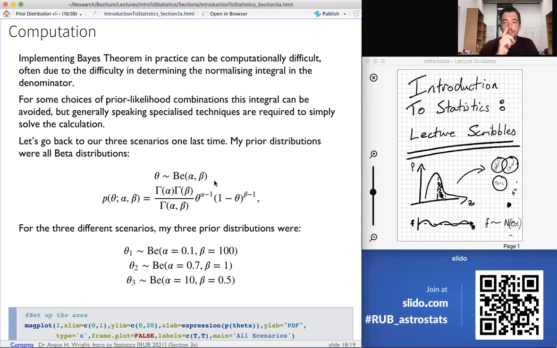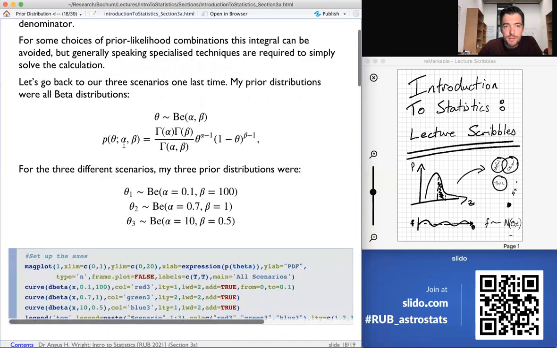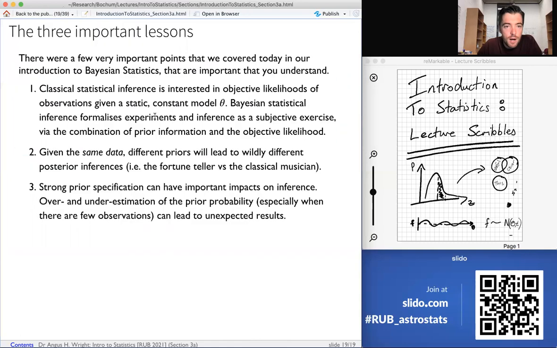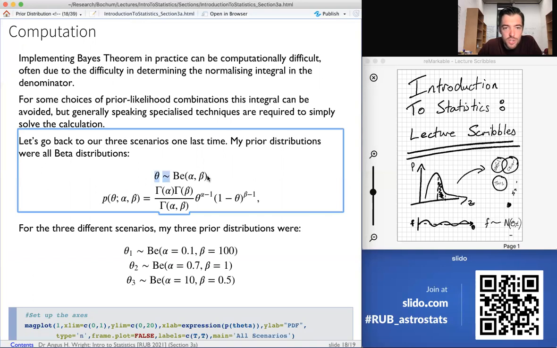But let's go back to our 3 scenarios one last time, and specifically go back to my prior distribution. I showed you my prior distributions. They were these ones here. What I didn't specify is that the actual functional form of these priors is all beta functions, what we spoke about in our probability distributions discussion. So my prior on theta is that it is a beta distribution with some characteristic shape parameters alpha and beta.